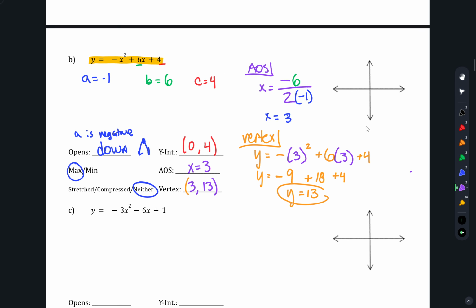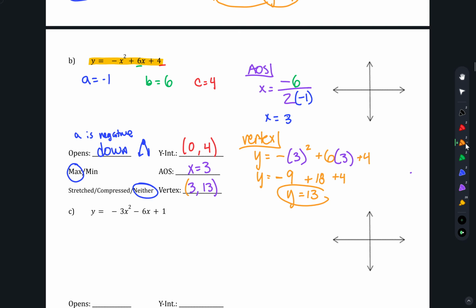And I'm going to look at my graph, and I'm going to start putting things where they go. 3, 13 is like, I don't know, let's put it way up here for fun. Draw my axis of symmetry through that line. I have a y-intercept at 0, 4, so that's somewhere over here probably. And then I look at my shape. It's going down. I got a max, and it is neither stretched nor compressed. So I'm going to try to make this as average Joe looking as possible. There we go. Questions on that?